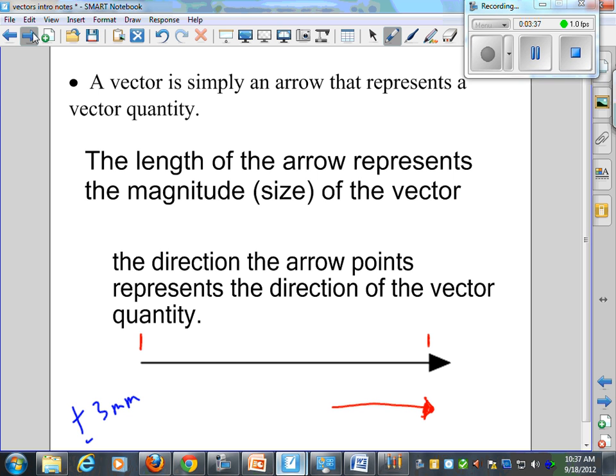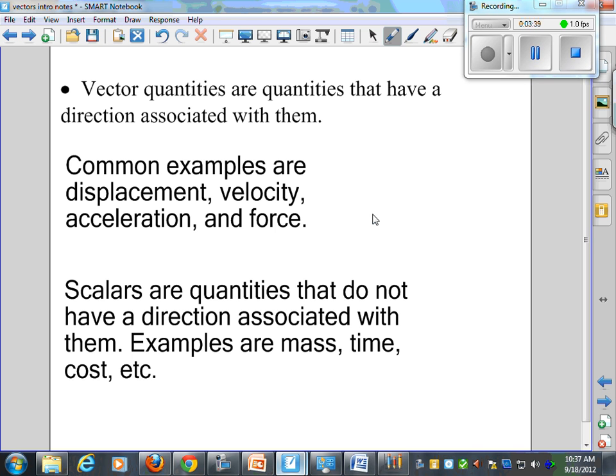All right. So, what are some of these vector quantities? Well, you've probably heard of some of them. Vector quantities are quantities that have direction associated with them, as they said in the video. So, vector quantities must have a direction. The big four common examples are displacement, velocity, acceleration, and force. There are others. You're going to be meeting them in the next 2 years, but those are the big four.